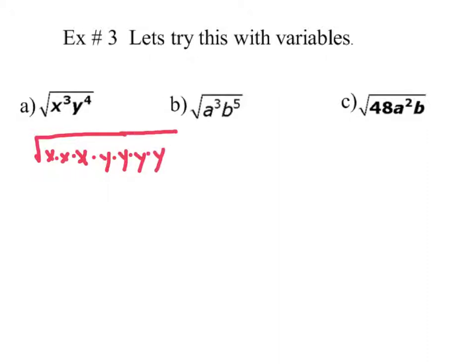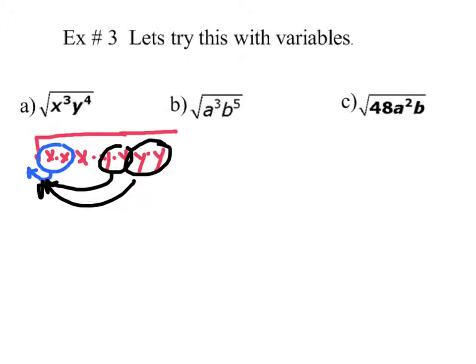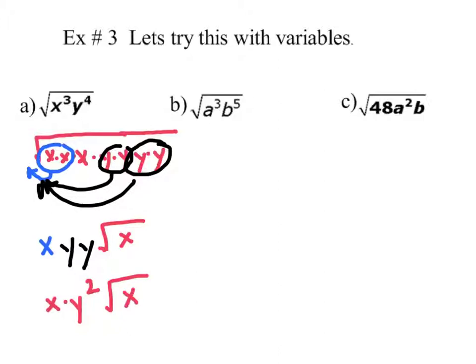Now, with that in mind, I can pull out a pair of the x's out in front, and then 2 pairs of the y's can come out in front. So that leaves me then with an x out in front, a y, and another y. Left under the radical is the x. Now I'm going to simplify this as x times y squared, because of the 2 y's, times the square root of x. You try the next one on your own.